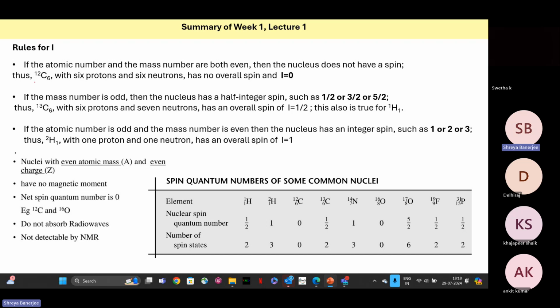So imagine this, 12C6. 6 is your atomic number, 12 is your mass number, and both are even. In that case, the spins cancel out and the net spin of the nucleus is 0. If the net spin is 0, definitely the angular momentum is 0. So I is 0. And if I is 0, these are called NMR inactive. They will not appear in the NMR spectrum.